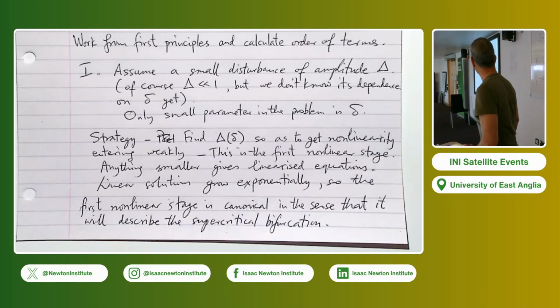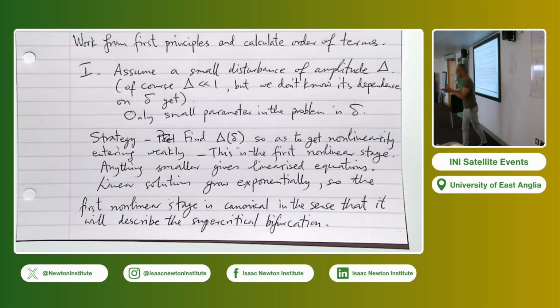So the key to this is to pick the delta to be exactly the right value to give you nonlinearity, because if the delta is too small, then I get a linear equation which will grow exponentially in time, and that means I should have picked a bigger delta, if things are getting nonlinear.